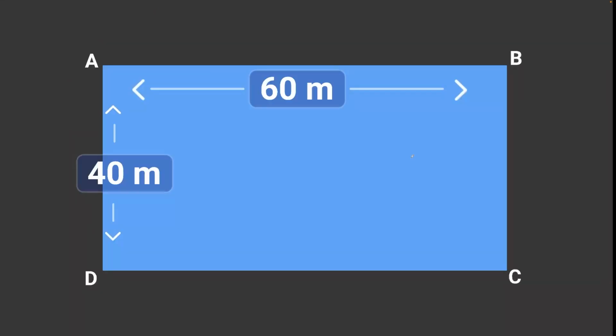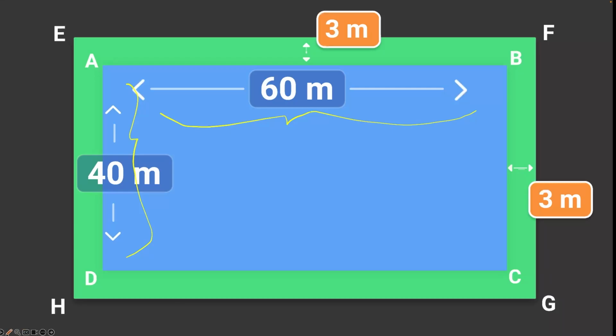We have been given that the length of the inner area is 60 meters, and the height of the inner area is 40 meters. And we've also been told that the width of the path is 3 meters all around. It's 3 meters on this side, 3 meters on this side, and on the other two sides as well. So it's a uniform path all around the inner area.